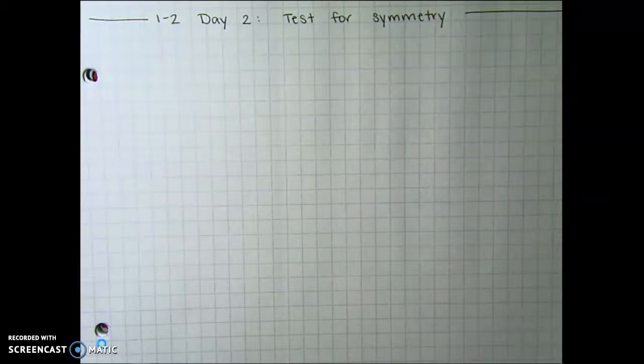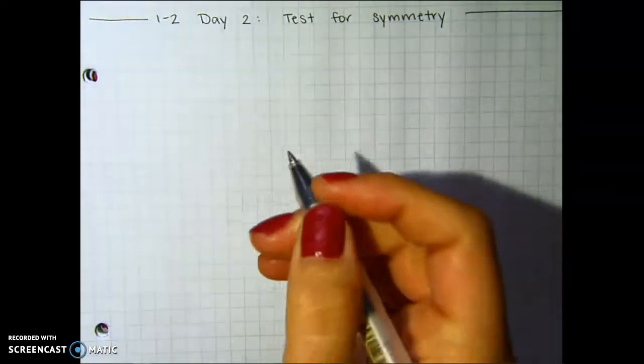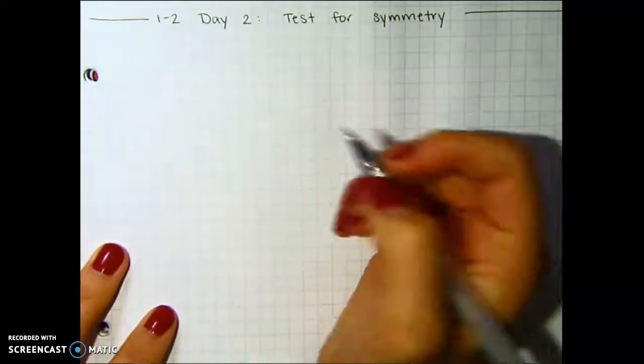So this is the second lesson, testing for symmetry. We've heard of symmetry before with different graphs. Hopefully a couple graphs come to mind, like quadratic functions or absolute value functions. So we're going to be focusing on symmetry of graphs and equations.